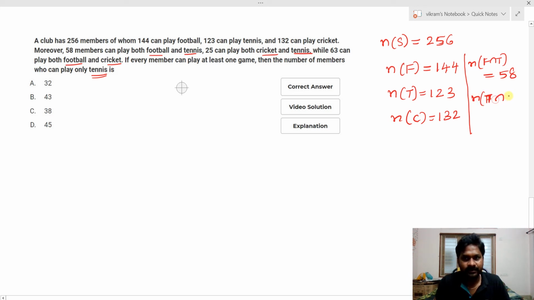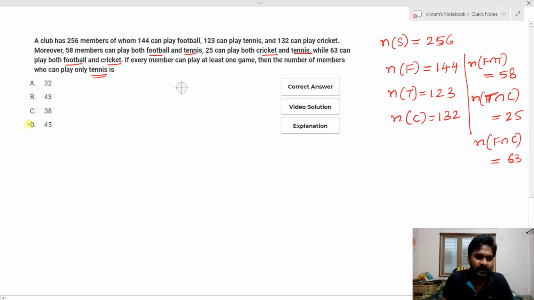The number of players who can play both tennis and cricket, the second one he has given, is 25, and the number of players who can play football and cricket is equal to 63. First of all, we know the formula.